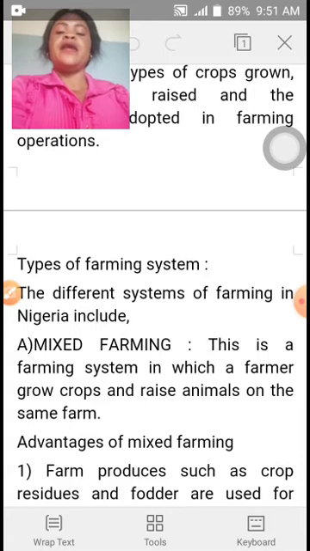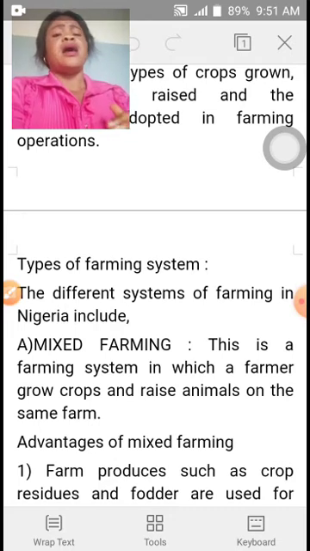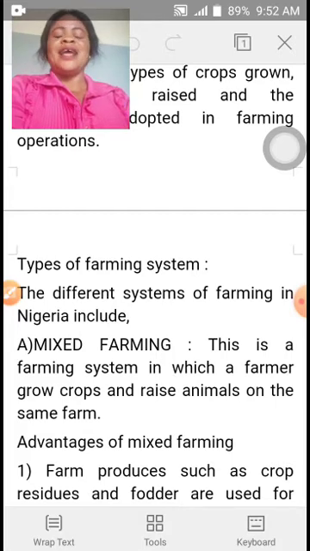Now, under mixed farming, we have advantages and disadvantages. We have advantages of mixed farming and disadvantages of mixed farming. I hope you know what is mixed farming. Let me say that again. This is the farming system in which a farmer grows crops and also raises animals on that piece of land. Now let's go to advantages of mixed farming.